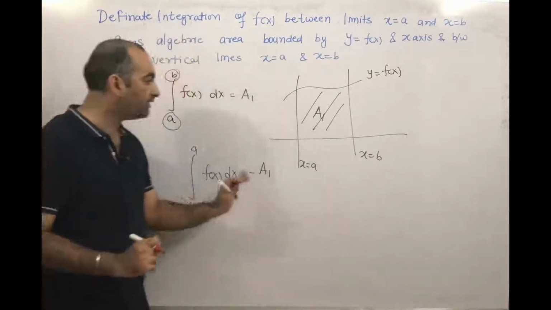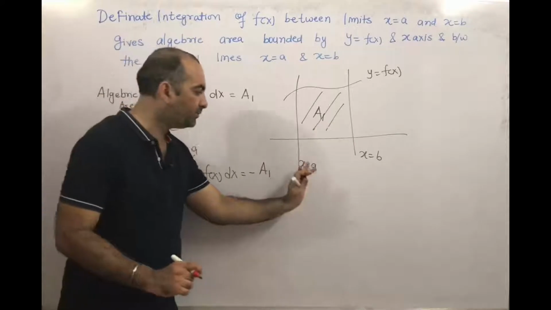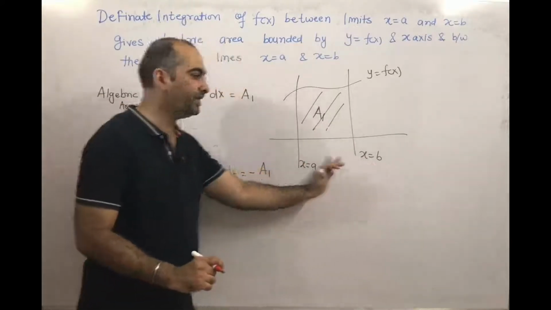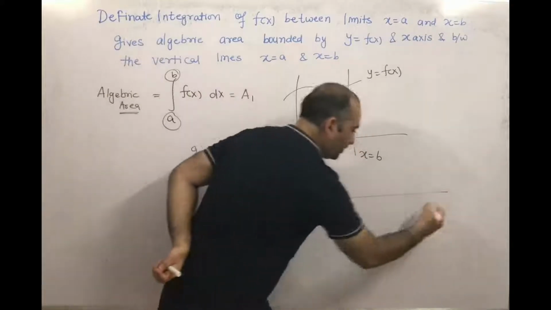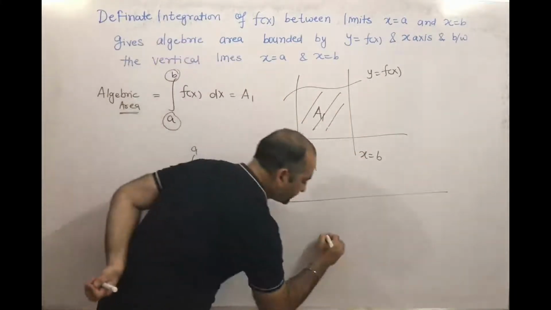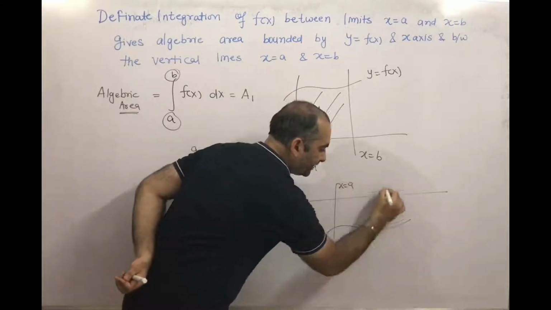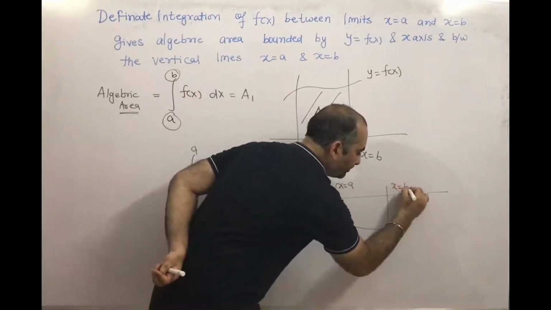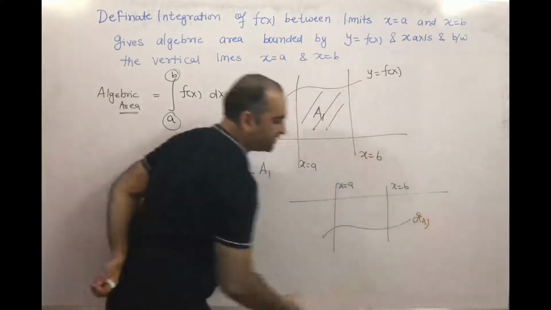For positive area, what you will take? Bounded area above x-axis and limit from left to right. So A1 will come. Suppose I have bounded area below x-axis. Suppose f(x) is here, this is x equal to a, and this is x equal to b, and this is g(x).